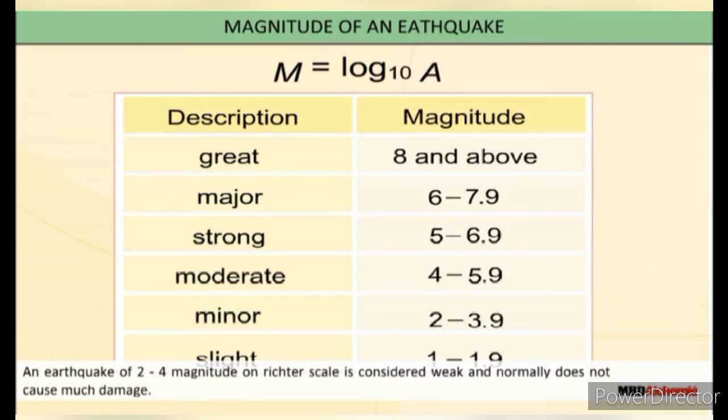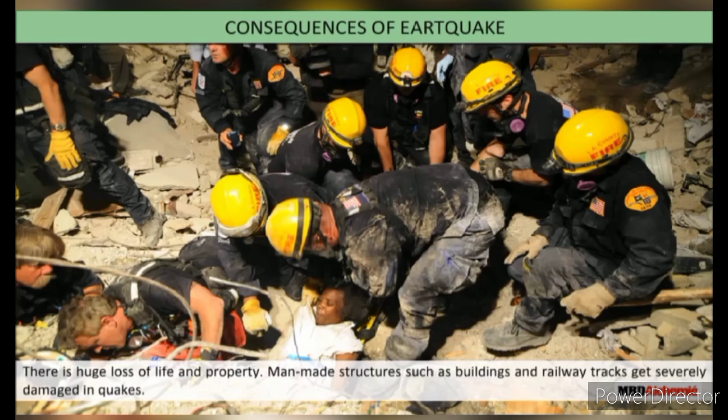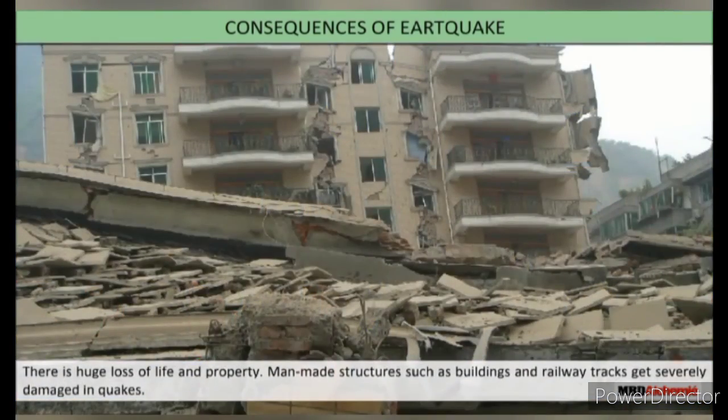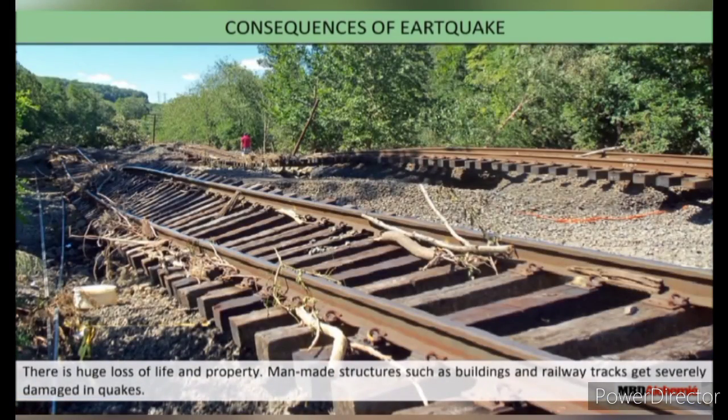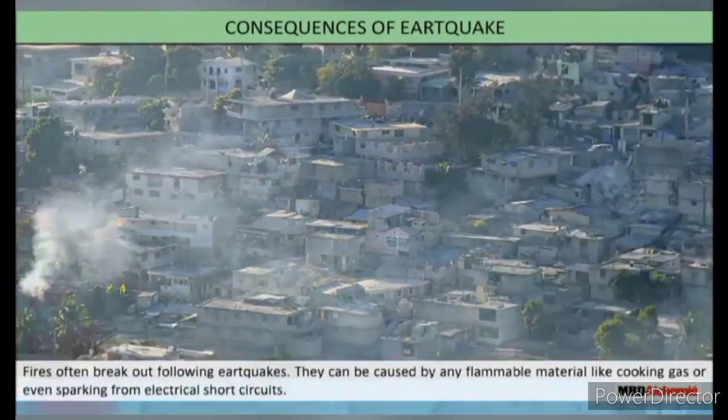An earthquake of 2 to 4 magnitude on the Richter scale is considered as weak and normally does not create much damage. An earthquake of 4 to 6 magnitude is considered as moderate and can damage loose objects and weak structures. There is huge loss of life and property. Man-made structures such as buildings and railway tracks get severely damaged in quakes. Fires often break out following earthquakes.